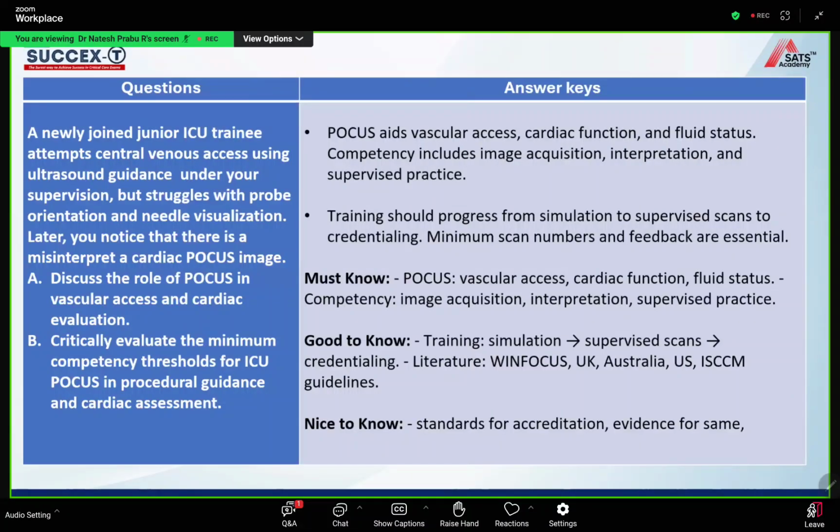So this is the key summary about FOCUS. FOCUS aids vascular access, cardiac function, and fluid status. Competency focuses on image acquisition, interpretation, and supervised practice, as I have already mentioned. Training should progress from simulation to supervised scans to credentialing. Minimum scan numbers and feedback I have mentioned. So this is the summary of this topic about FOCUS.